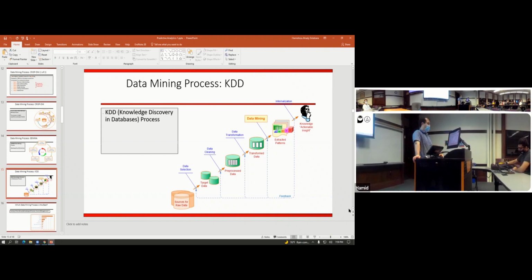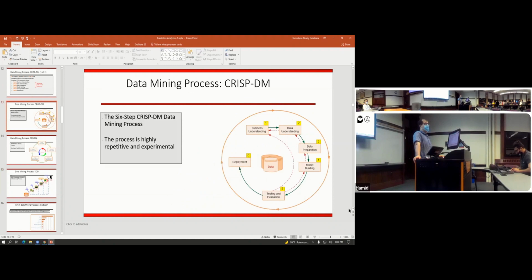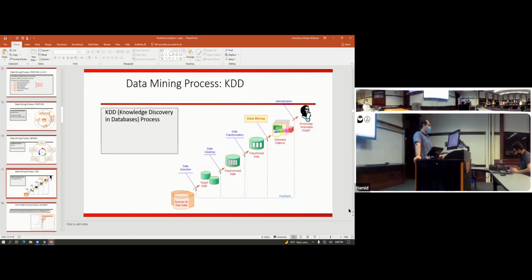You don't need to memorize these standards, but just keep in mind, all of them are basically talking about the same thing, just in different ways. You're just saying that you have different steps that you need to follow, and based on your outcome, you might in fact go back and forth.